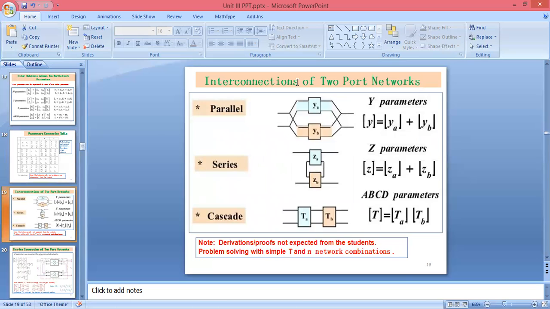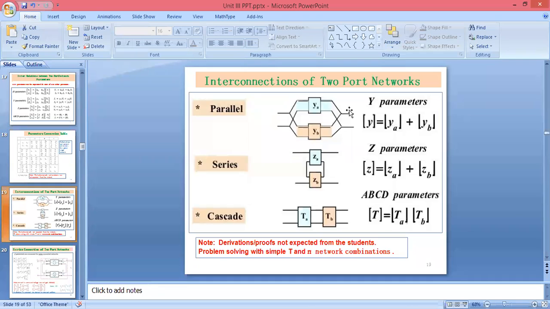You can see whenever we are making interconnections between two port networks, that means instead of one network, we are using another network. We can connect Y networks in parallel with each other, and you will get equations. If two two-port networks are parallel with each other, both are also two-port. Here you can see YA. If you see the circuit diagram for YA, it has an input port and an output port. Also, it is having two ports.